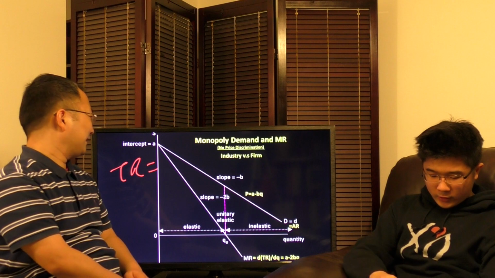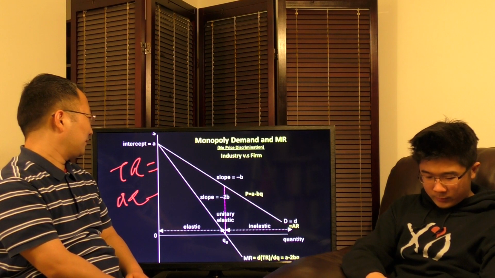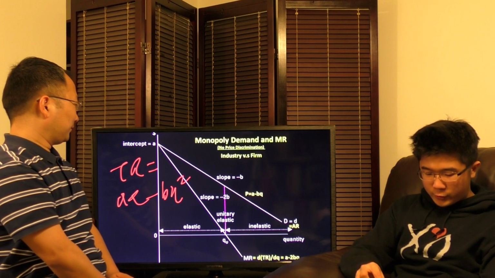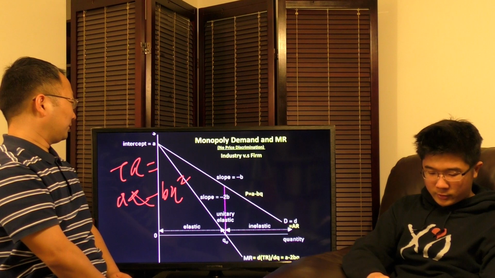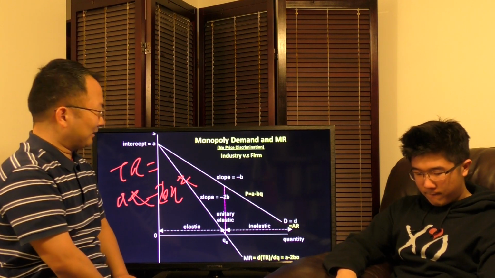Total revenue equals AQ minus BQ squared. And so we take the derivative of that with respect to Q, and it basically turns into A minus 2BQ. Yeah, so as Ray just explained, it's pretty simple.